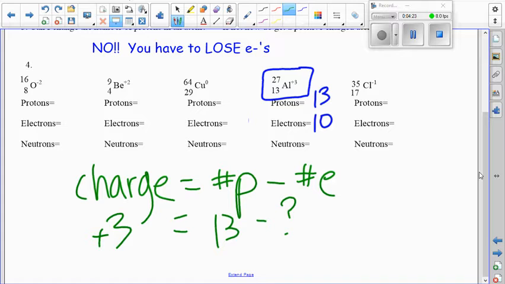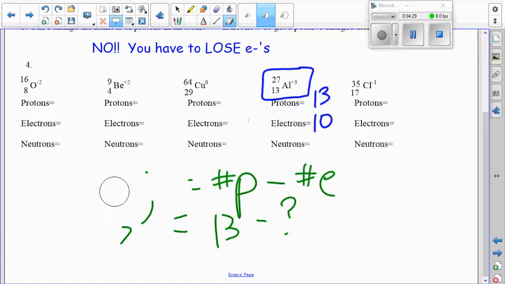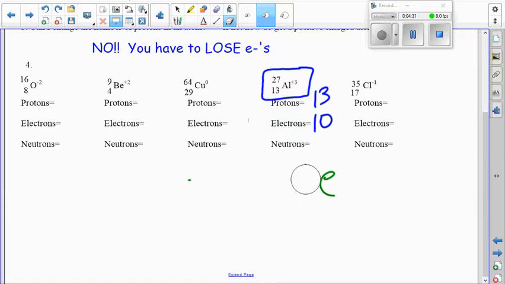So 13 minus what equals +3? That would be 10. So here's the deal. A lot of people are looking at this and they think to themselves, okay, I know the difference between the protons and electrons is 3, but I don't know whether to add 3 electrons or take away 3. So some people probably said 16 here for the electrons. I bet a lot of people did.